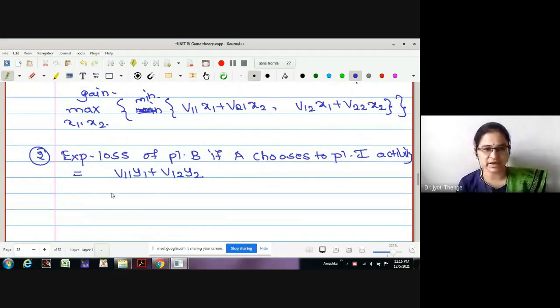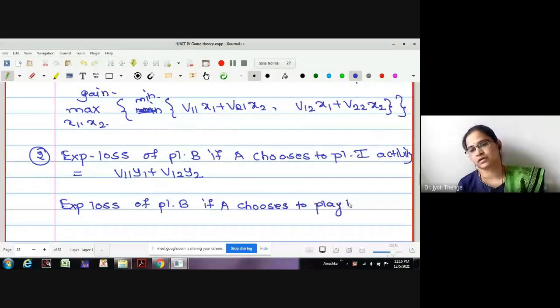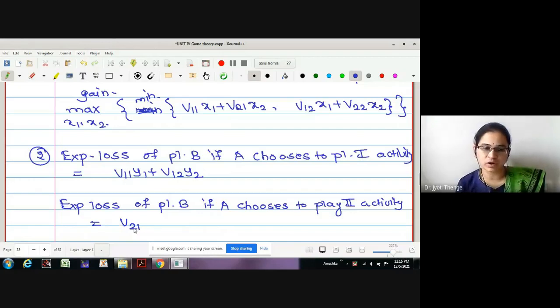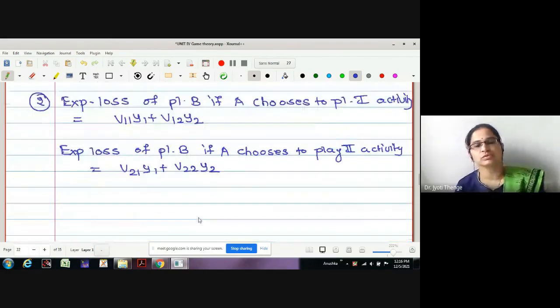if A chooses second activity? Expected loss of player B if A chooses to play second activity. Is that okay? What will be the corresponding expected loss? Second row we have to select: v21 y1 plus v22 y2. Okay. Now what is player B going to do?